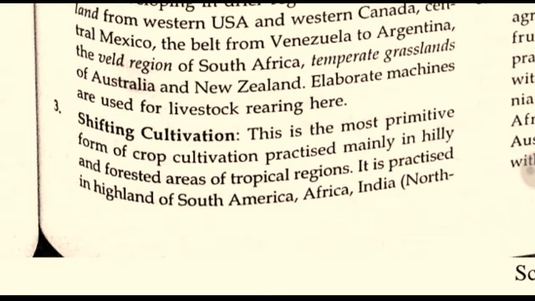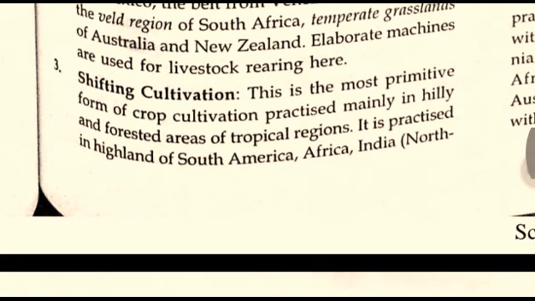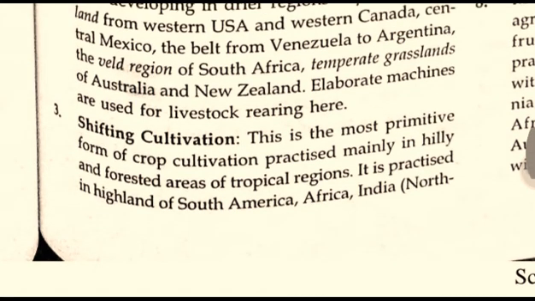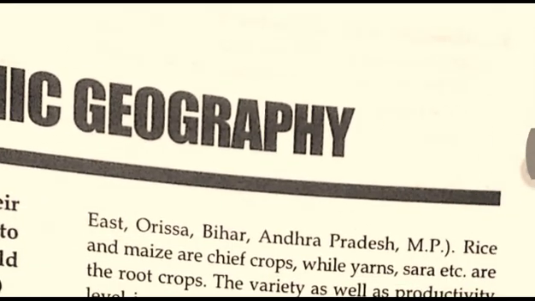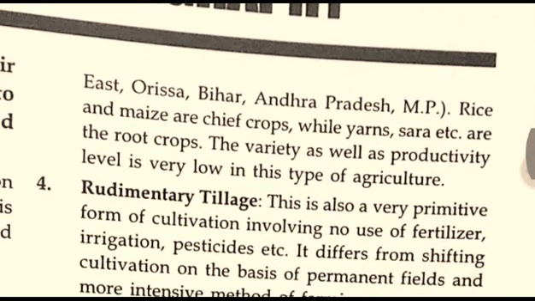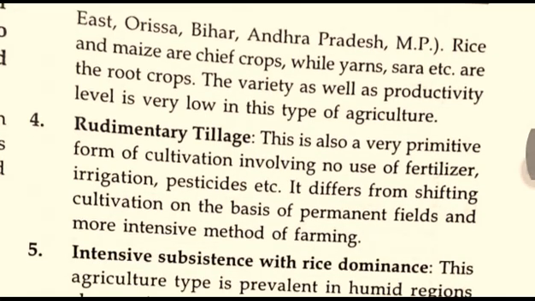Next, our third is shifting cultivation. This is the most primitive form of crop cultivation, practiced mainly in hilly and forested areas of tropical regions. It is practiced in the highlands of South America, Africa, and India: the northeast, Odisha, Bihar, Andhra Pradesh, MP. Rice and maize are chief crops, while yam, sarra, etc. are the root crops. The variety as well as the productivity level is very low in this type of agriculture.